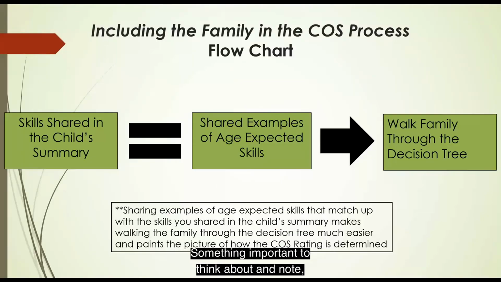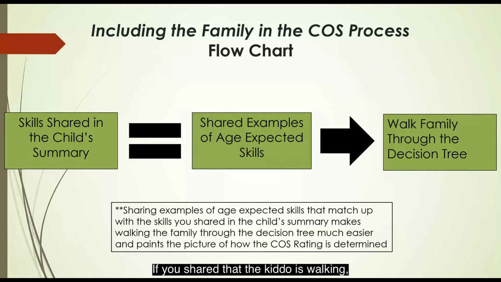Something important to think about and note when we are sharing examples of age-expected skills: we want the skills that we are highlighting in our child outcome summary to match up with the same types of skills that we are providing age-expected examples for, so the family has examples of how their child compares to their peers. If you shared that the kiddo's walking and then you shared the kids their age are walking, then it's very easy for you and for the family to answer that question of, does the child ever function in ways that we consider age expected? Yes, they're walking.